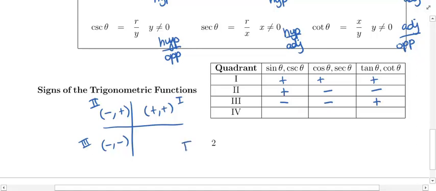Last quadrant, quadrant 4, we have positive x values and negative y values. Starting with sine, associated with our y values, we'll have a negative sine and a negative cosecant. Cosine is associated with the x value, so that's positive. We will have positive cosine and positive secant in quadrant 4. Lastly, tangent is sine divided by cosine, so negative divided by positive will give you negative values for both tangent and cotangent in quadrant 4.